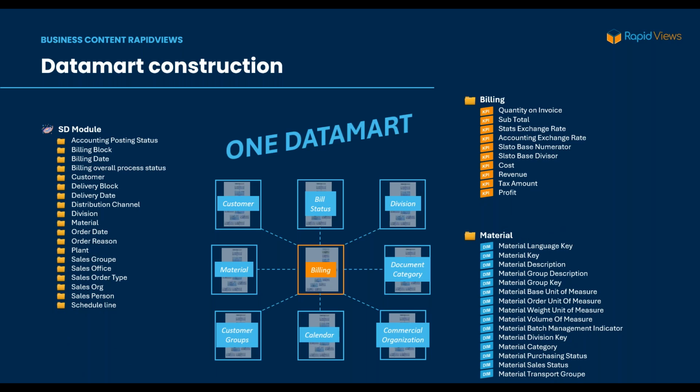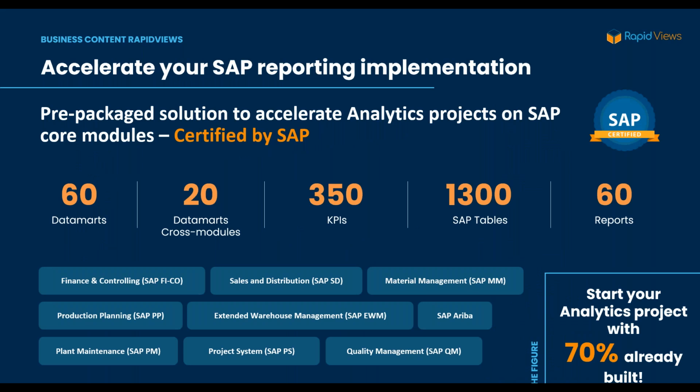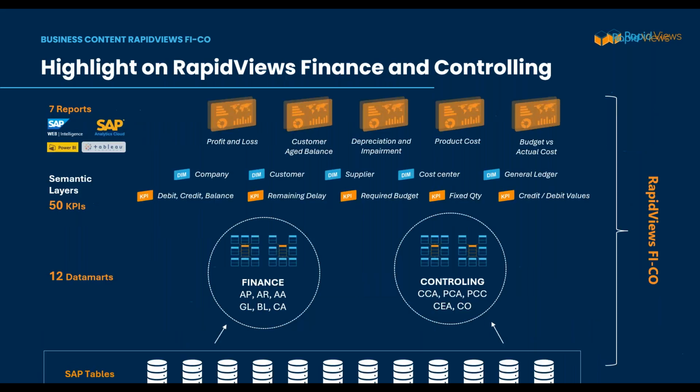We built that again for all the core SAP modules. So today we deliver about 60 predefined data marts. We've got about 20 cross-module data marts that mix information between the different core SAP modules, more than 350 KPIs, and access to thousands of SAP tables, and the solution comes with samples of reports.